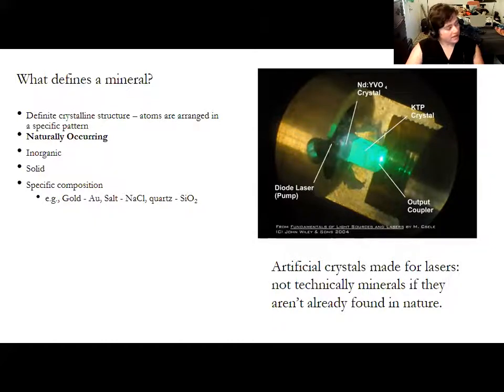And to an extent that can feel like hair splitting, but it's mostly just meant to exclude man-made substances from the list. We treat the study of rocks and minerals as the study of natural occurrences, and we don't focus as much on stuff that only exists because humans have made it. But artificial crystals are really interesting from an engineering perspective.